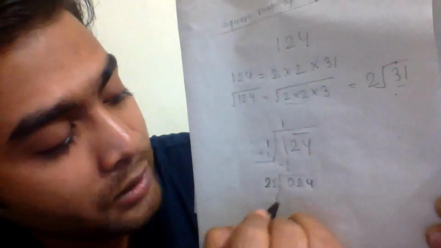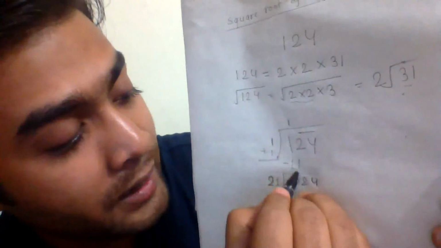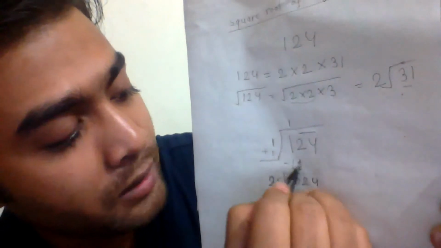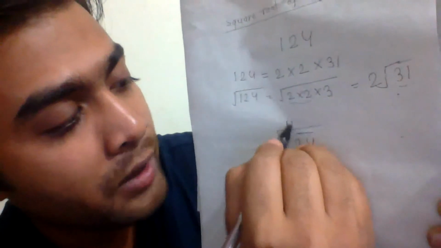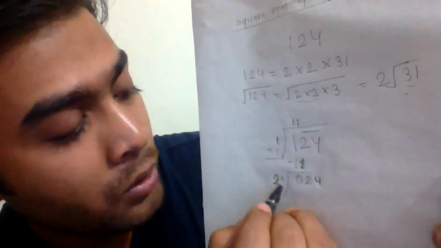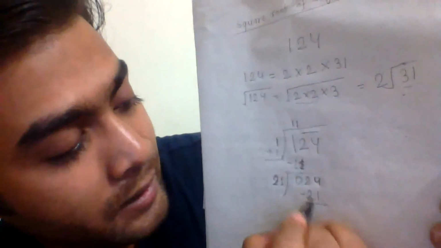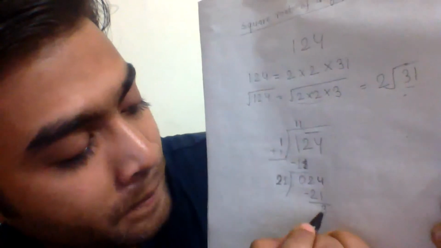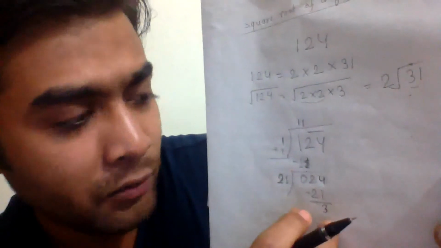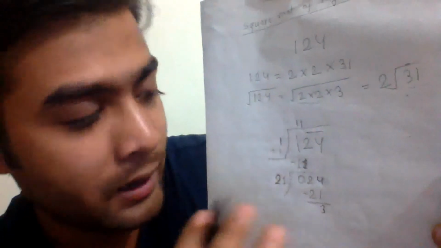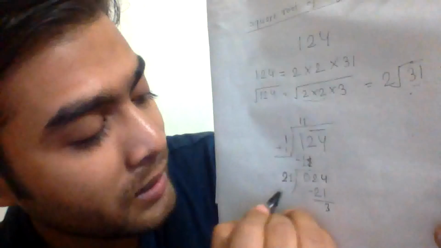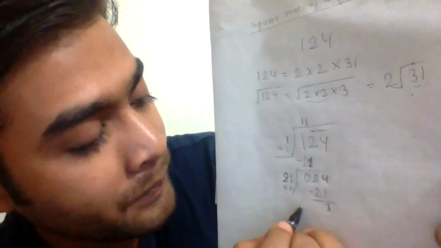1 I've written over here. Now I'll write 1 again, sorry, not here, 1 as a quotient over here also. Now 21 multiplied by 1 is equal to 21. I'll subtract it, I'll get 3. I'm getting something as a remainder over here, so I haven't got my answer till now. Now what I'll do, I'll add 1 again here.